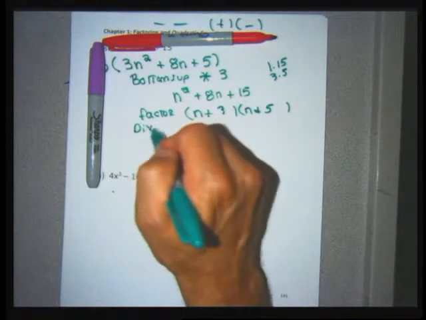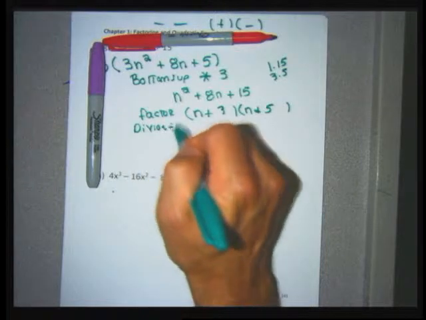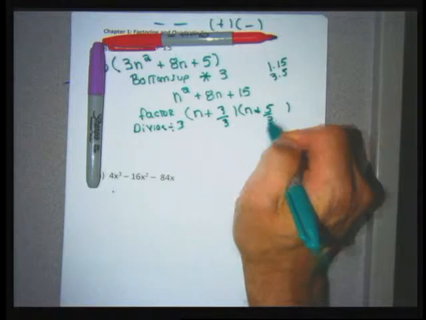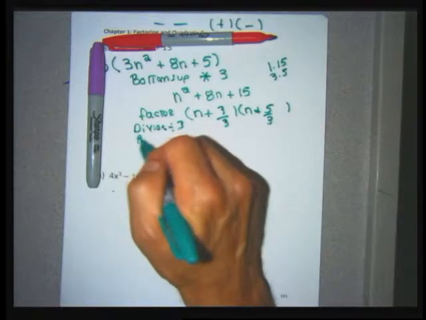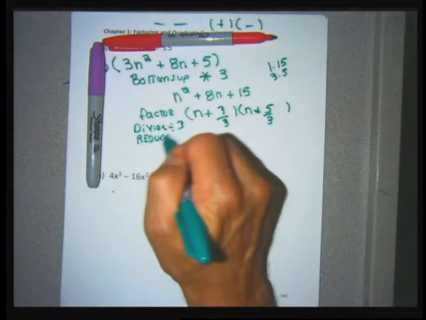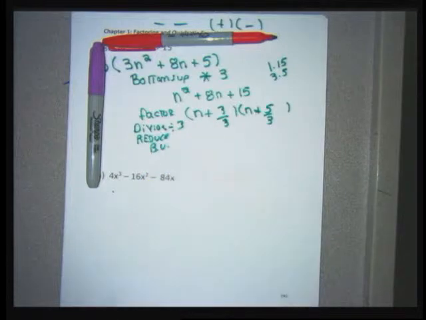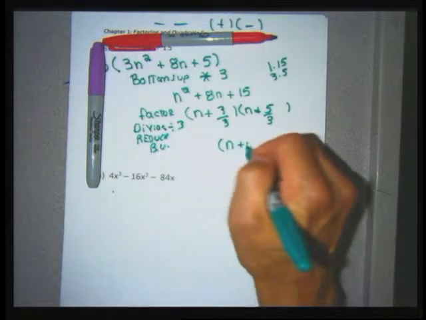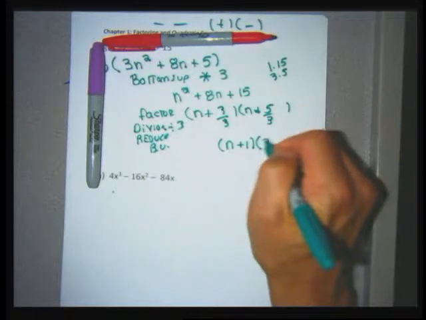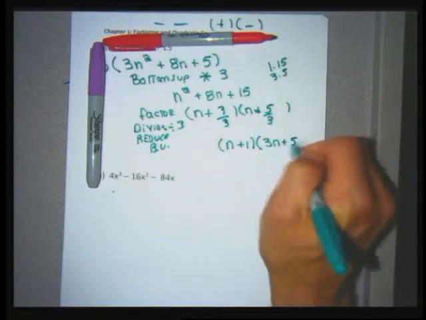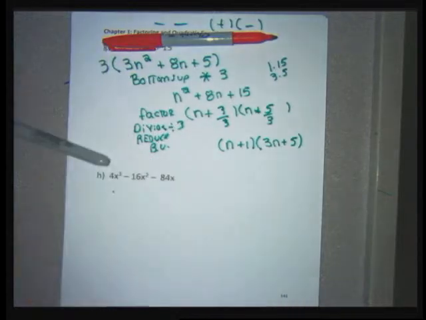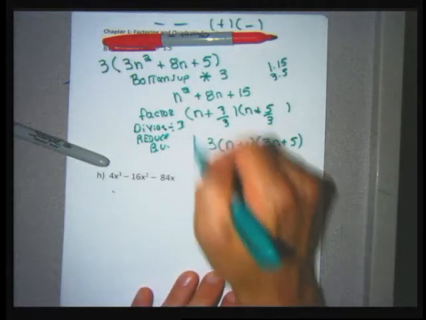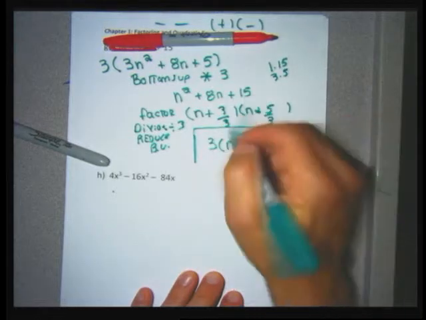I'm going to finish up my bottoms up by dividing by 3. So I'm going to divide that 3 by 3, that 5 by 3. Then I'm going to reduce and bottoms up in one big step. The first reduction, 3 over 3 gives me 1. The second fraction doesn't reduce, so I bottoms up and get 3n plus 5. It would be wrong if I forgot this common factor, so when I go to write my answer, I better have that common factor in there. So this is my answer.